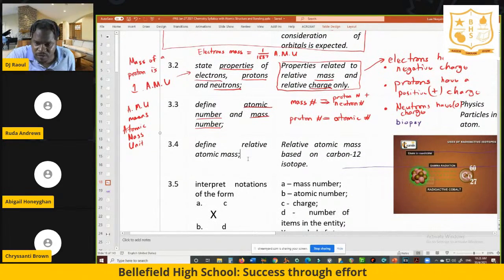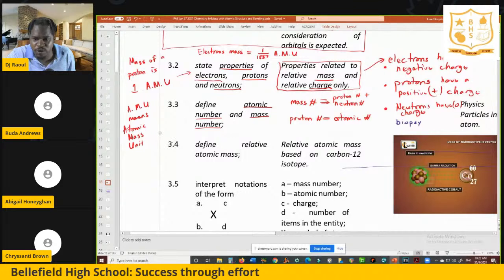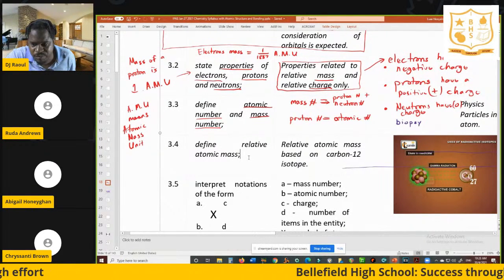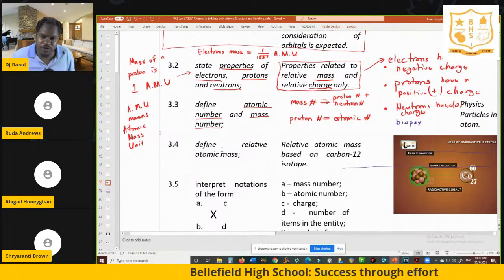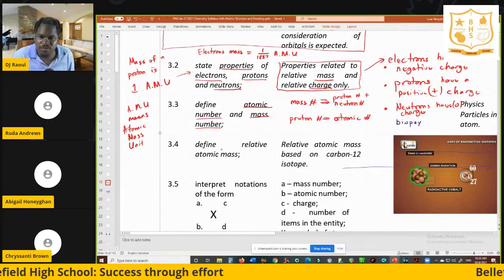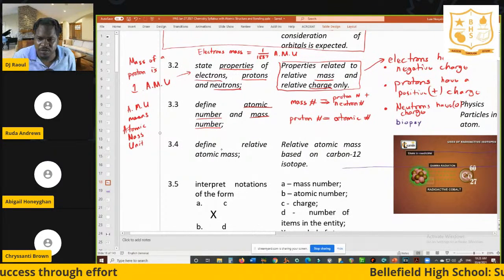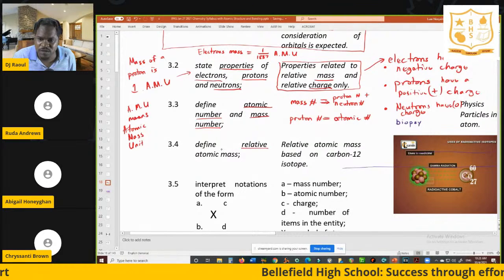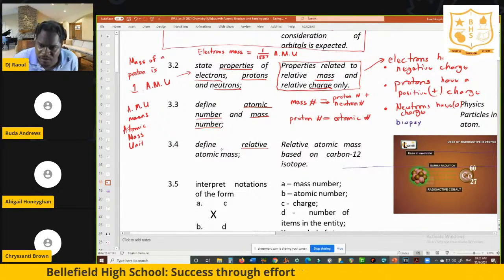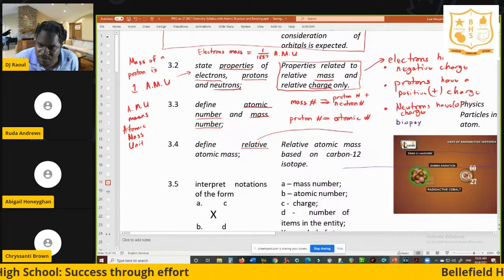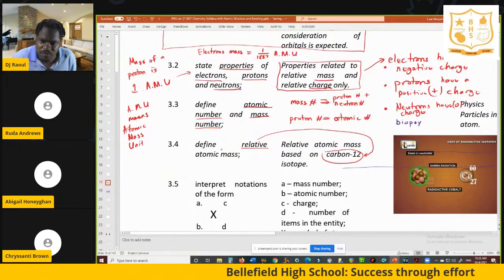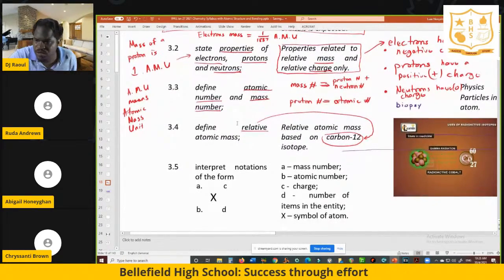All right. 3.4 says to define the relative atomic mass. I won't go into this yet because it will cause us to go into some technical details here. But according to this, the relative refers to carbon 12. So we'll speak of that later on, but not now.